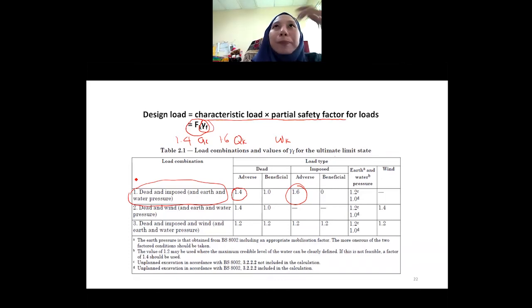Okay, in our syllabus kita belajar the first saja because we just take into account dead and impose load. Okay, because kita tak belajar design untuk bangunan yang tinggi-tinggi yang ada wind load and such. We just learn about low-rise structure. Low-rise building. Okay, so the first GK maksudnya dead load 1.4. This is the safety factor. And 1.6 for impose load. Okay, kita terus ambil adverse lah. Okay, keadaan yang paling adverse lah, paling tinggi.